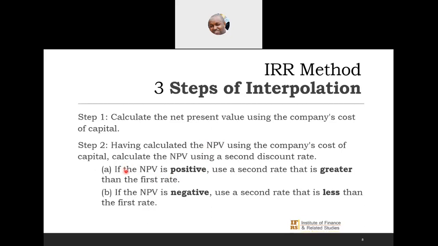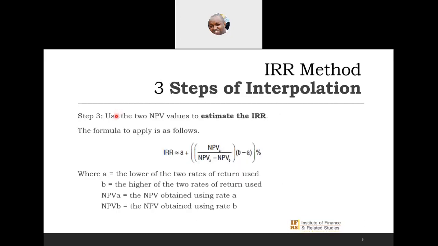But how do we choose this second rate? If the NPV obtained using the first rate is positive, the second rate should be greater than the first one. But if the NPV obtained using the cost of capital is negative, then we try a lower rate. Our step 3 is to estimate our IRR using the formula which is given here.